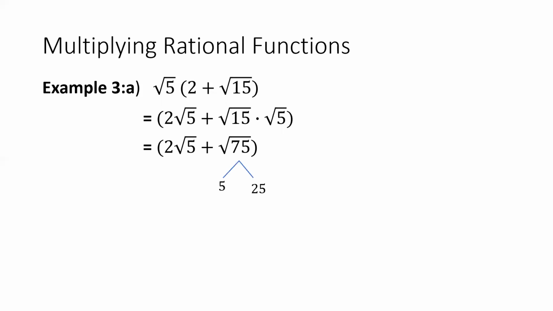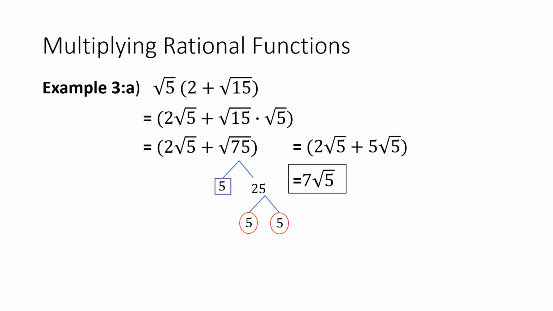Well, I can. 5 times 25 gets me 75. 5 times 5 gets me 25. I have a pair of 5s. I can put them in front of my root with a 5 left behind. So I'm left with 2 root 5 plus 5 root 5, which is equal to 7 root 5.